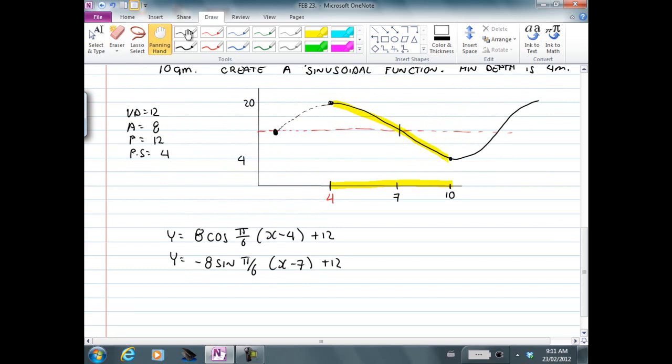How do you get 7? 10 plus 4 divided by 2. Because I want to know the midpoint. This point right here, which is 10 plus 4 divided by 2.